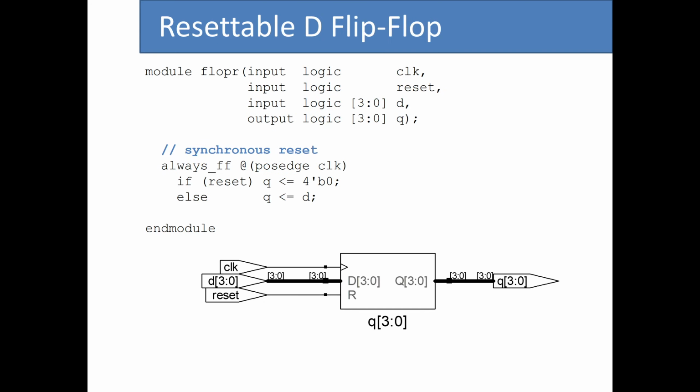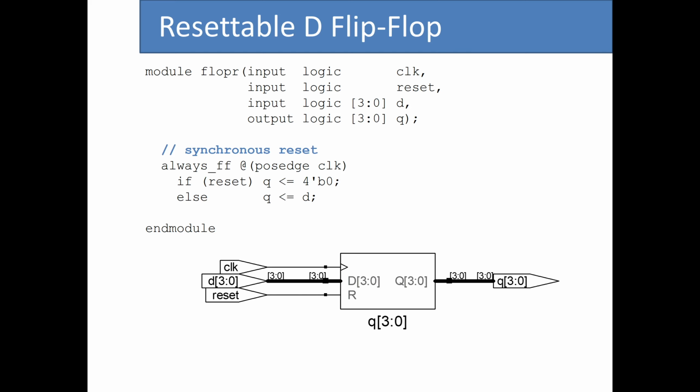Now let's see how we can improve upon this design. Let's say we want to create a resettable D flip-flop. If you remember from before, for resettable flip-flops we had two different designs. One was a synchronous resettable flip-flop and the other was an asynchronous resettable D flip-flop. For the asynchronous resettable flip-flop, anytime you got the reset signal, you had to reset the flip-flop. But for the synchronous resettable flip-flop, you still had to wait for the positive edge of the clock.